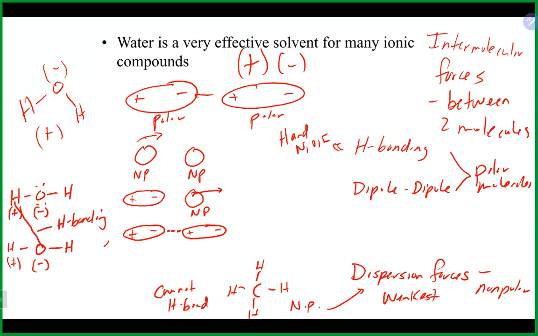So what is the difference between hydrogen bonding and dipole-dipole? Dipole-dipole is how polar molecules interact with each other, and those are polar molecules that do not have the ability to hydrogen bond. So these are just polar molecules with no ability to hydrogen bond.